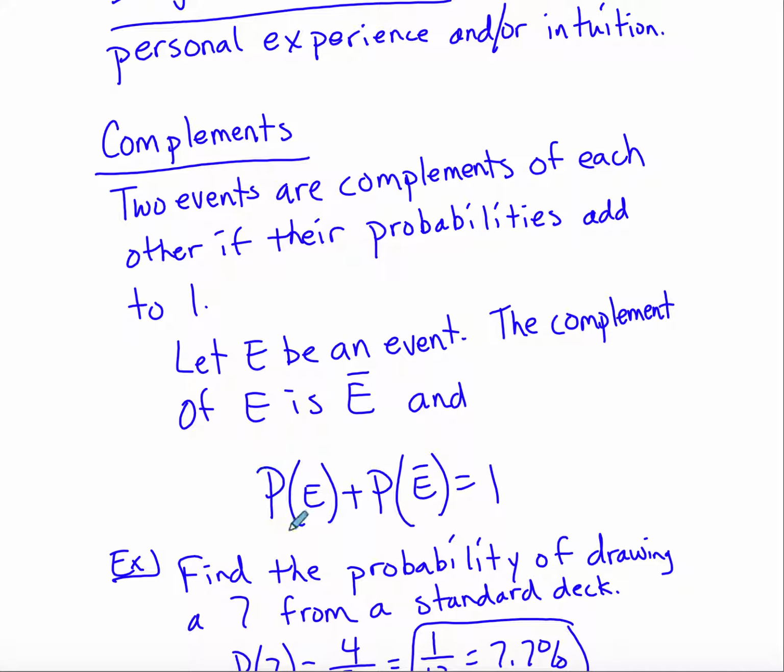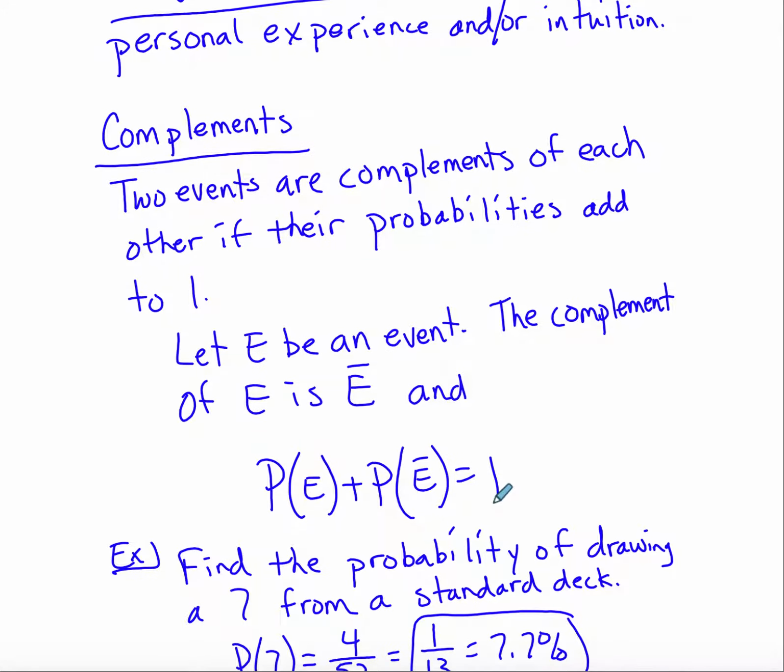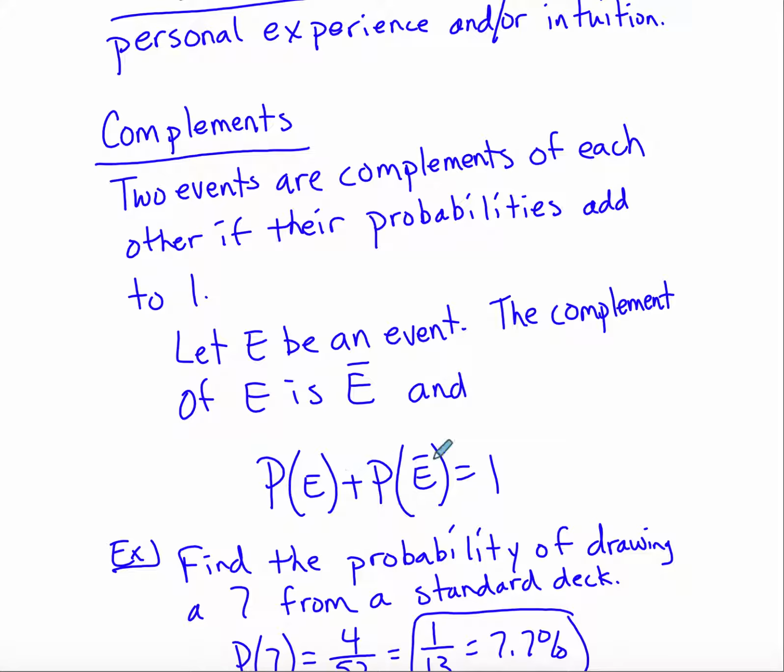So the probability of event E happening plus the probability of its complement is equal to 1. What's nice about this is that if you want to know one of these and you know the other, all you do is subtract from 1. So 1 minus the probability of E equals the probability of its complement.